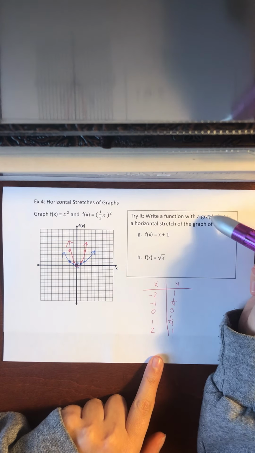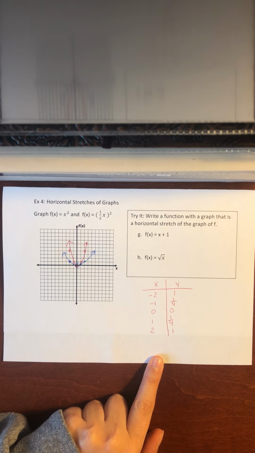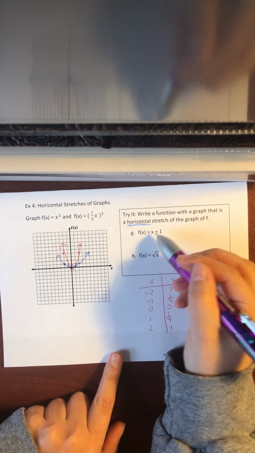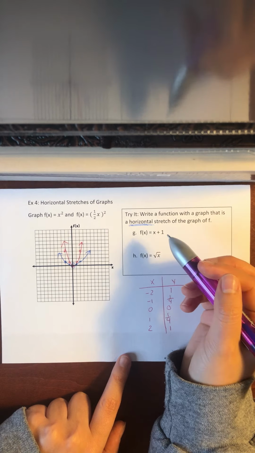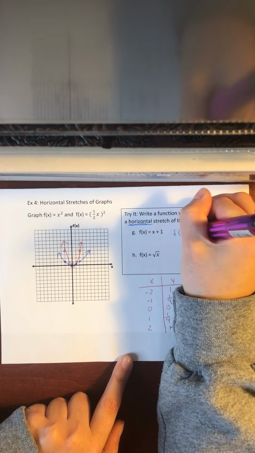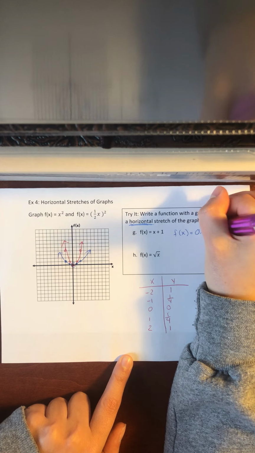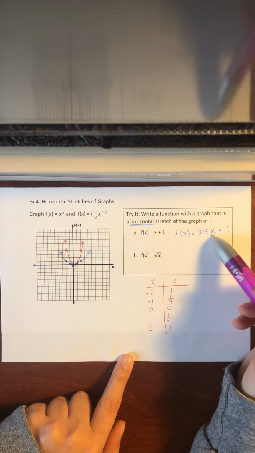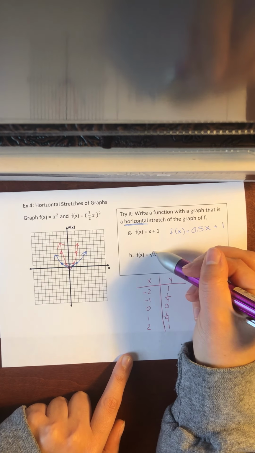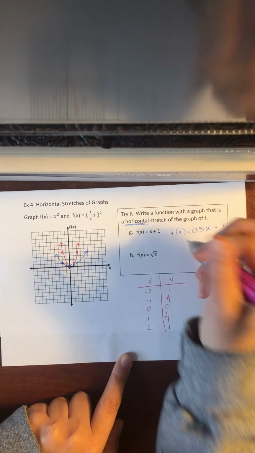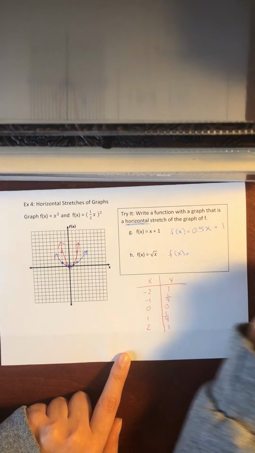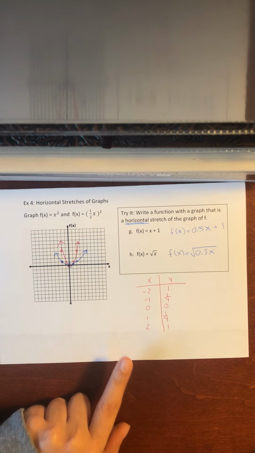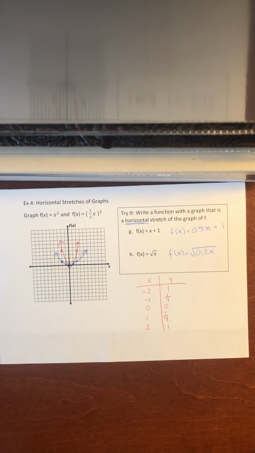Okay, so now write a function with a graph that is a horizontal stretch. When you're doing anything horizontal, it's only going to affect your x value here. It's only going to affect your slope. So we can do f of x equals 0.5x plus 1. Anything less than 1 will work, and you only want to multiply it to the slope. For this one, you have to make sure you're multiplying it to the inside and not the outside. So f of x equals, let's do 0.3x, just picking a random number less than 1.